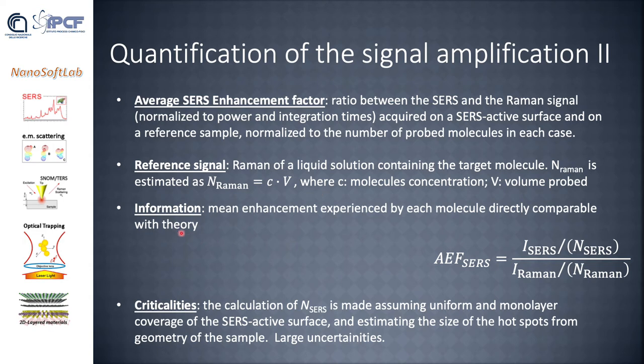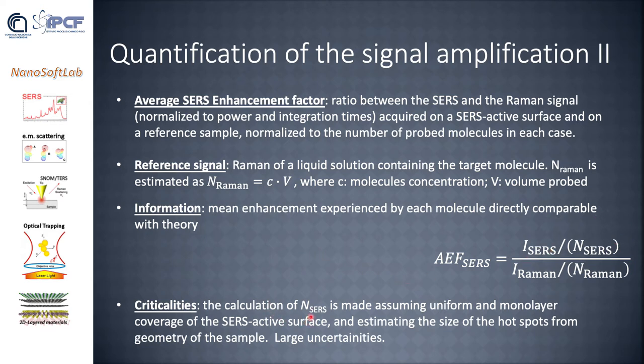The information that we gather with this parameter is the mean enhancement experienced by each molecule, and this is directly compared with theory. So the formula is this, where the SERS and the Raman signal are normalized to the number of probed molecules in SERS and in Raman. While estimating the number of probed molecules in Raman can be quite reliable, estimating the number of probed molecules in SERS can be more difficult.